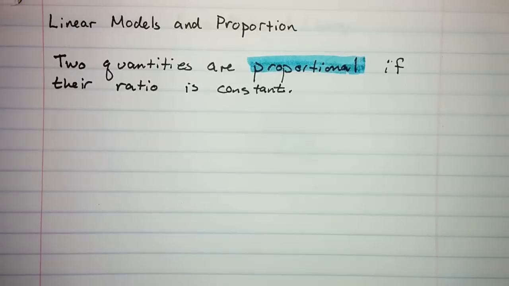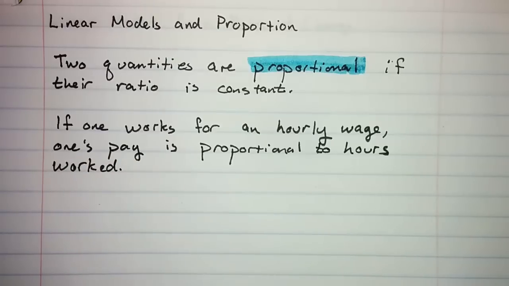Okay, what does that mean in practice? I'll give you an example. If one works for an hourly wage, one's pay is proportional to hours worked. So that means the ratio of pay to hours worked is constant. It doesn't change. How do we use that?